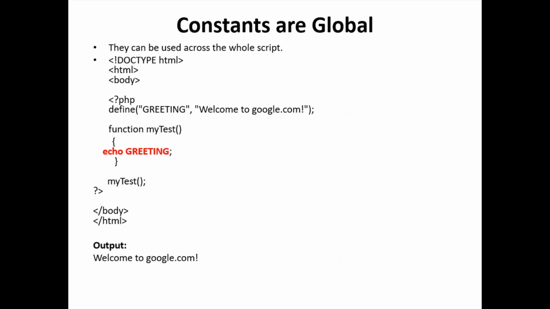Constants are global, so you can use them within a function. Like in this program, we have used echo greeting within the function myTest. And greeting is a constant which represents welcome to google.com. So in the output, we get welcome to google.com.